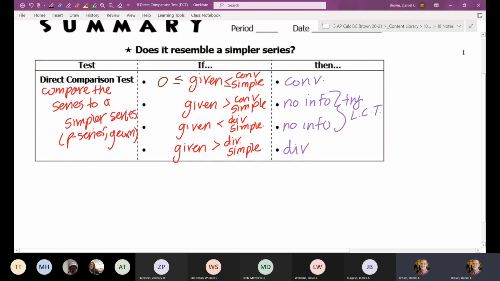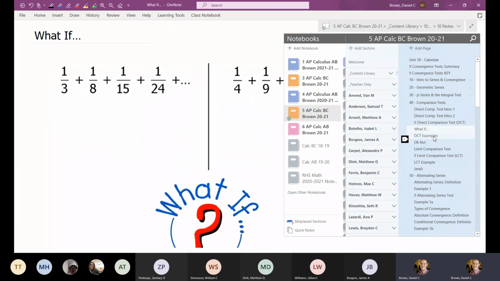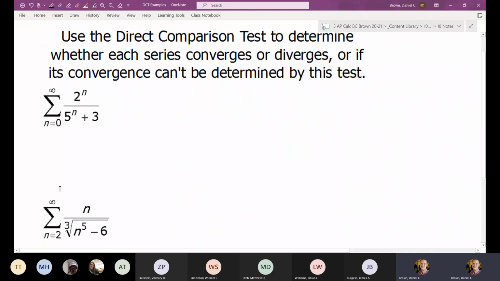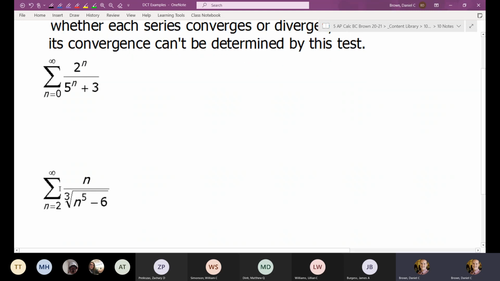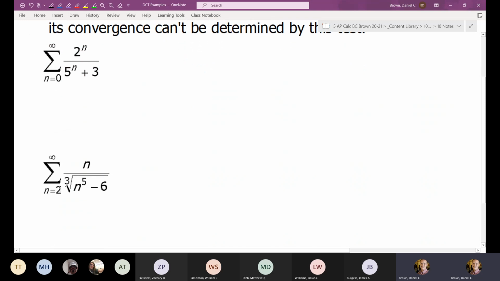All right, I have 3 examples to look at. I'm going to skip that one, and this is what I'm doing. I have used the direct comparison test to determine whether each series converges or diverges, or if its convergence can't be determined by this test. So I have 3 here, and you can probably guess that some of these converge, some diverge, and some will be no info.